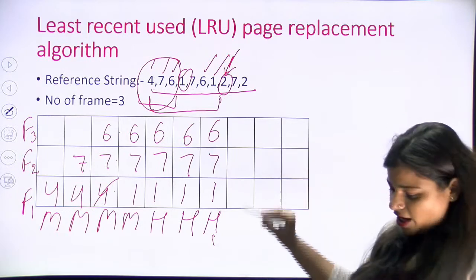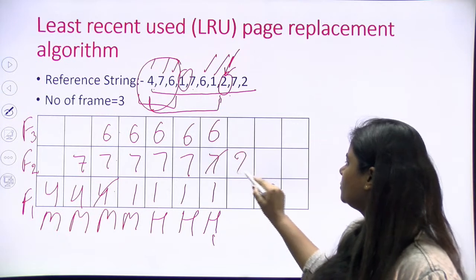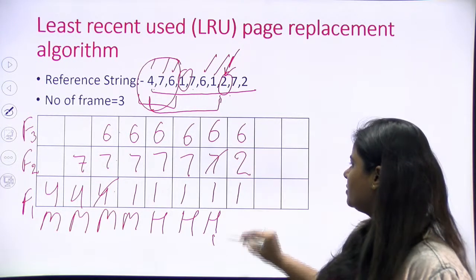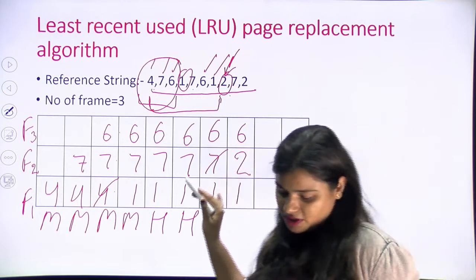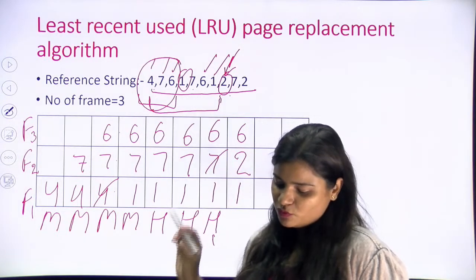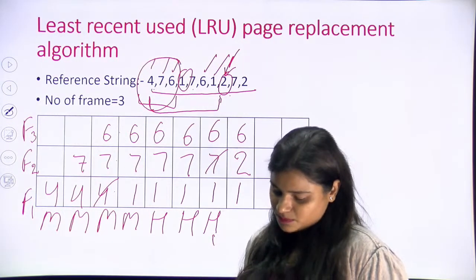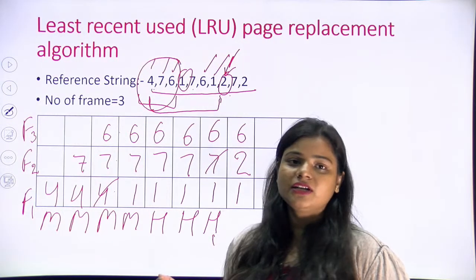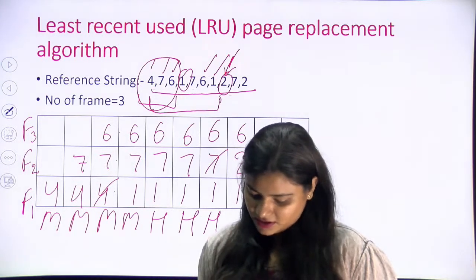So here, as you have given the answer, 7 will be replaced by 2. It is 6 and 1, because 2 was not present. Yes, Riya, you have given the answer. Because if we move from right to left, 7 comes at the end. This means it is least recently used. Very nice, Riya. Yes, Ayushi.